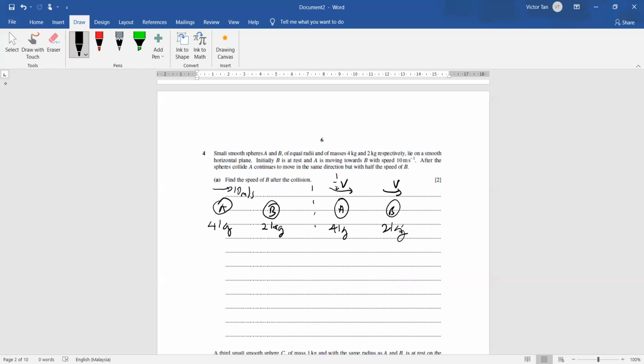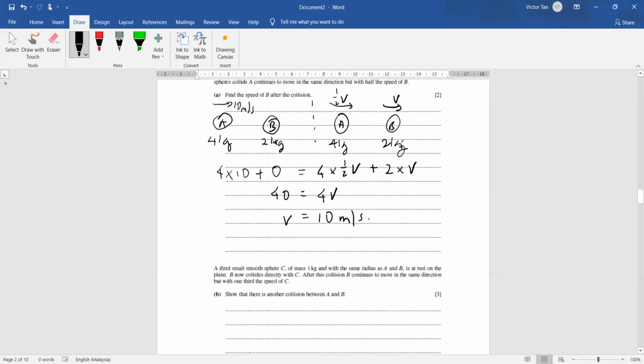Okay. So you need to find what the V is because you need to find the speed of B. So initial momentum is 4 times 10 plus the momentum of B is 0 equals 4 times half V plus 2 times V. So 40 equals 4V. V equals 10 meters per second.